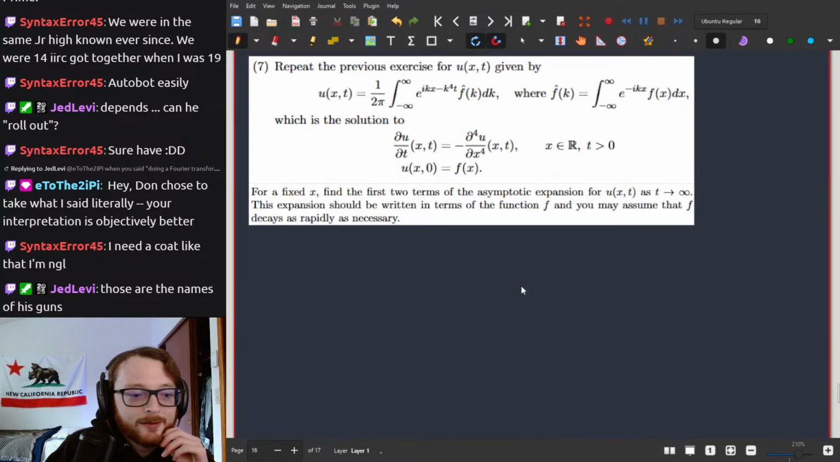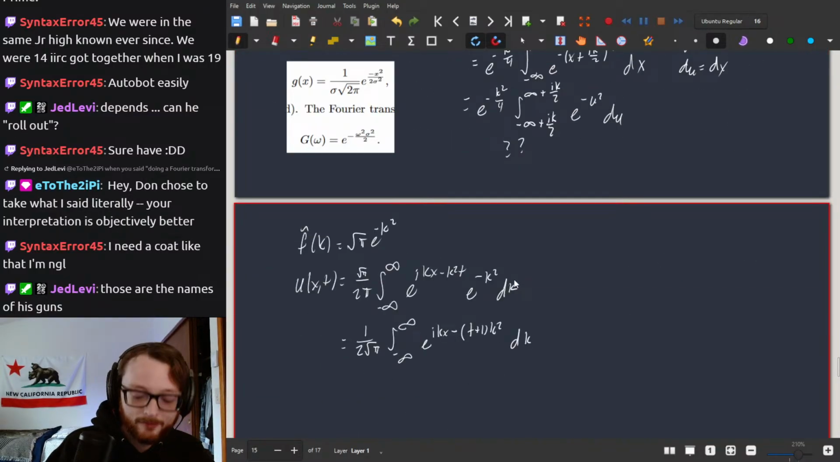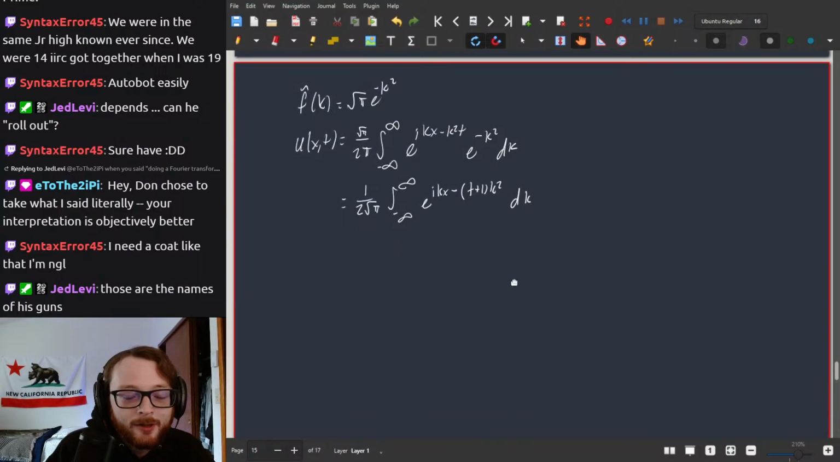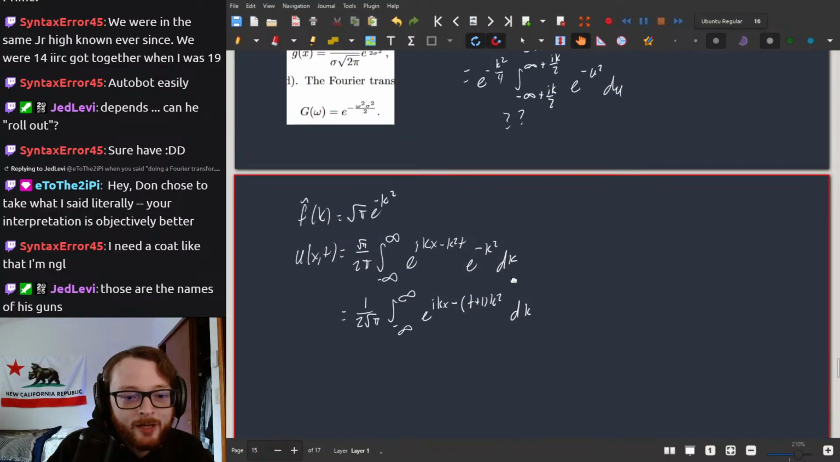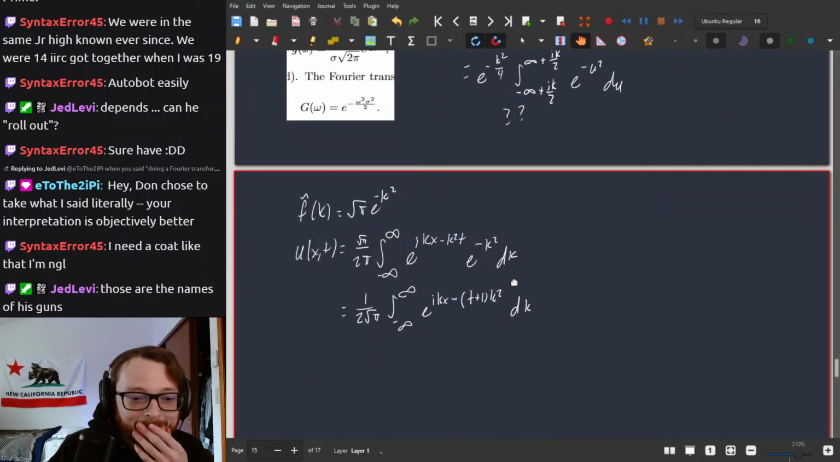Okay. Back to just plain old Fourier transforms. Now, if I complete the square a second time, I'm just going to run into the exact same confusion that I did before.